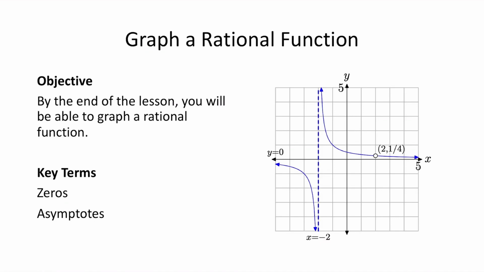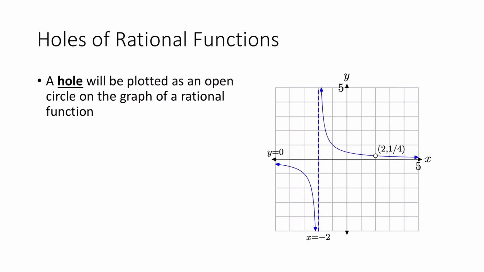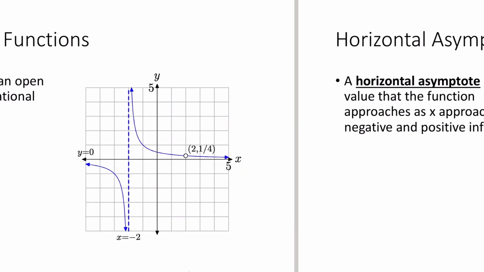So in this video, we're going to talk about how to graph a rational function. So we have what are called holes of rational functions. Remember that a hole will be plotted as an open circle on the graph of a rational function because that's a point where the function does not exist.